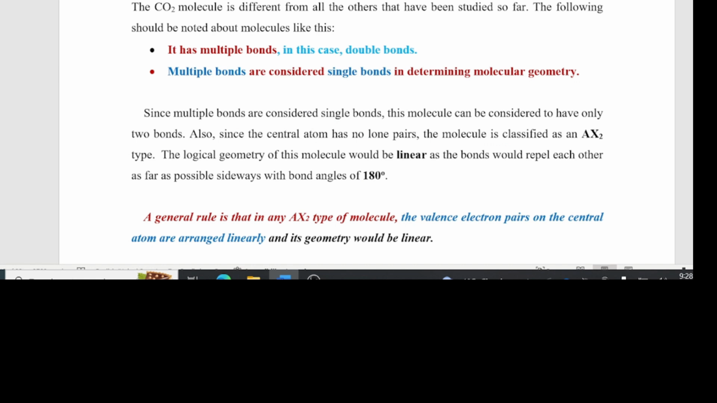Since multiple bonds are considered single bonds, this molecule can be considered to have only two bonds. Also, since the central atom has no lone pair, the molecule is classified as AX2 type. The logical geometry of this molecule is linear, as the bonds repel each other as far away as possible sideways, with a bond angle of 180 degrees.